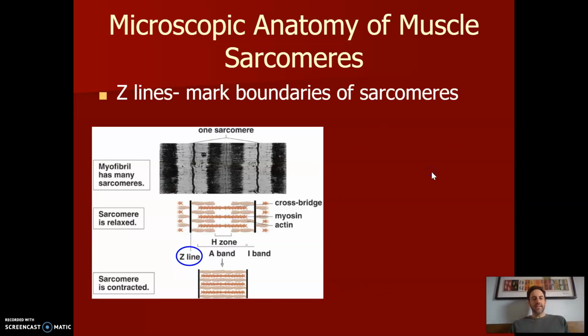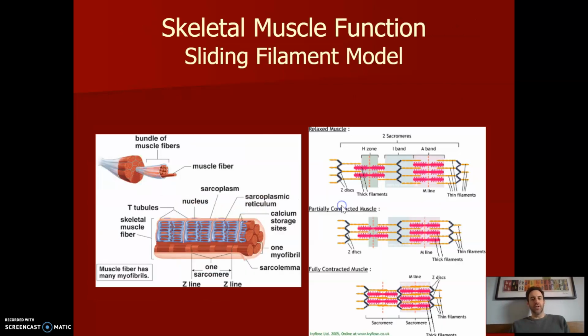And then finally the Z lines. The Z lines mark the boundaries of the sarcomeres. And you can see in the microscope image why they were originally called lines, because they look like lines. In reality, they're actually circular in structure. They're the shape of this end right here.